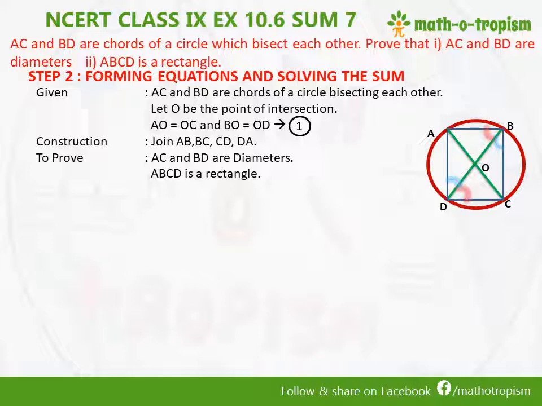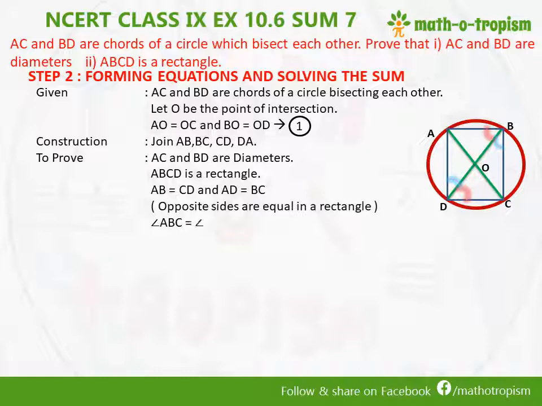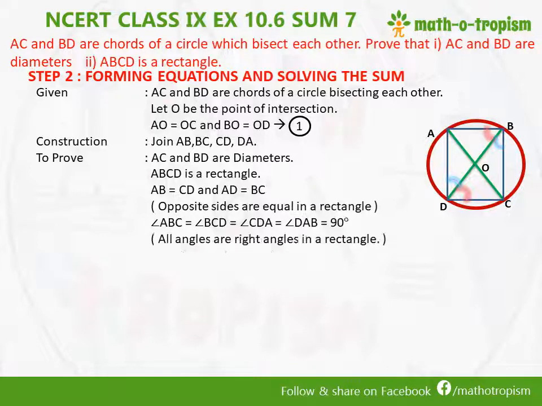So considering the properties of a rectangle, opposite sides are equal. So AB will be equal to CD and AD will be equal to BC. Similarly, all angles in a rectangle are 90 degree. That is what we need to prove. So we need to prove that angle ABC is equal to angle BCD equal to angle CDA, which is equal to angle DAB, and all are equal to 90 degree. Next, we're going to the solution part.